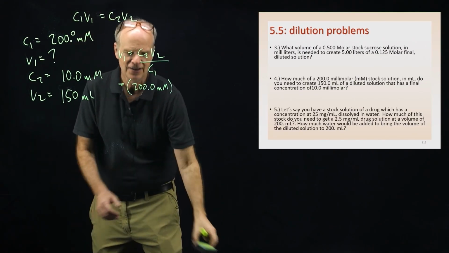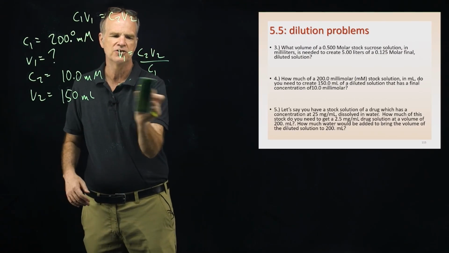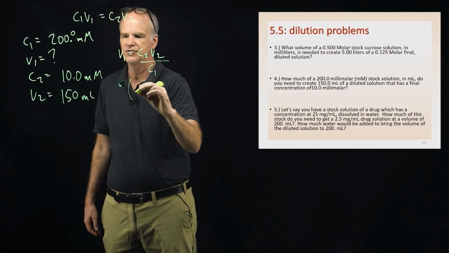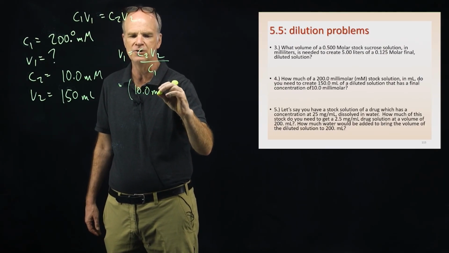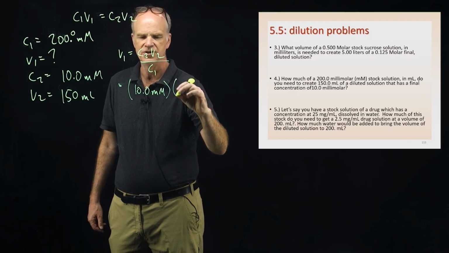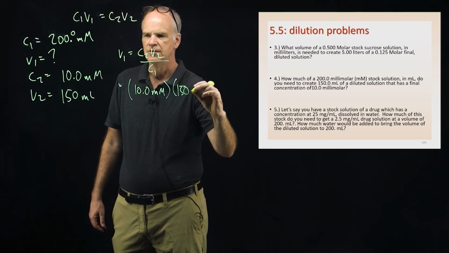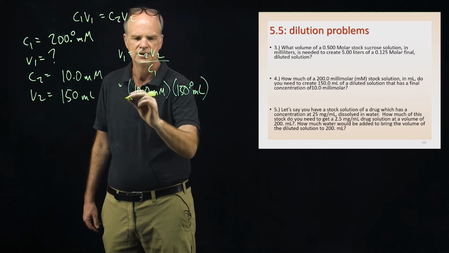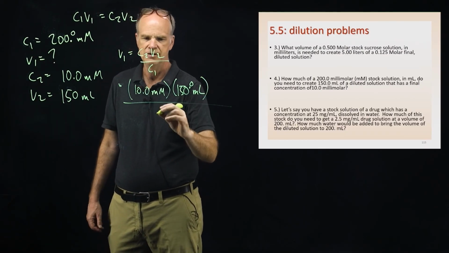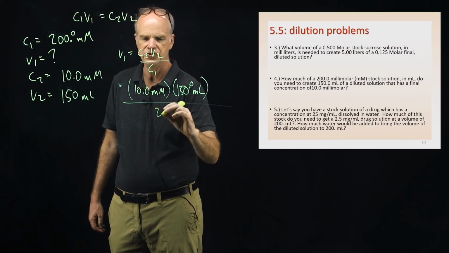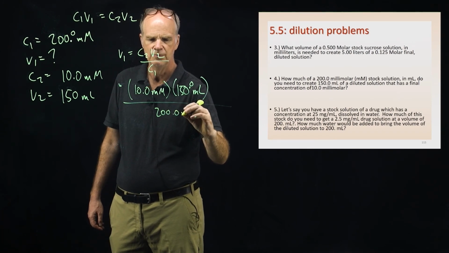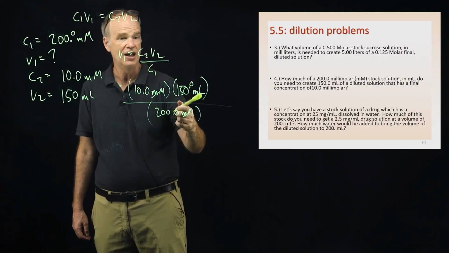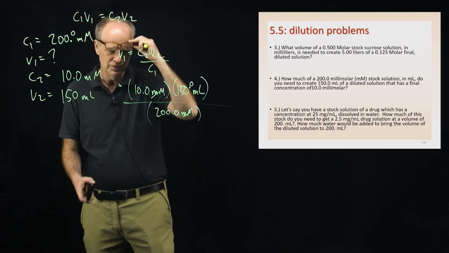I did it again. Don't do what I did. But at least I caught myself. So C2 is 10.0 millimolar. V2 is 150.0 milliliters, divided by C1, which is 200.0 millimolar. Okay, so the millimolars cancel out nicely. We're left with an answer in milliliters. So let's just see what this number is.